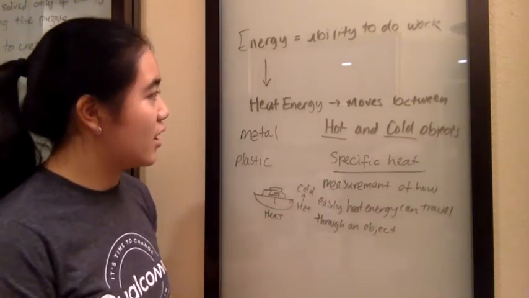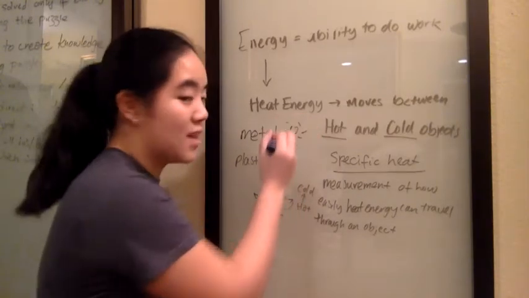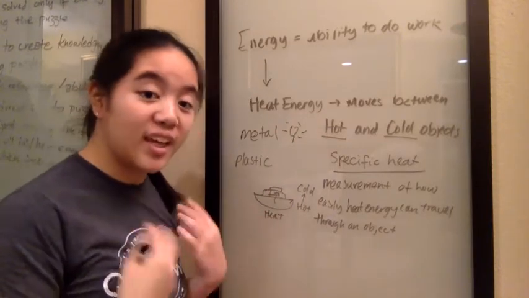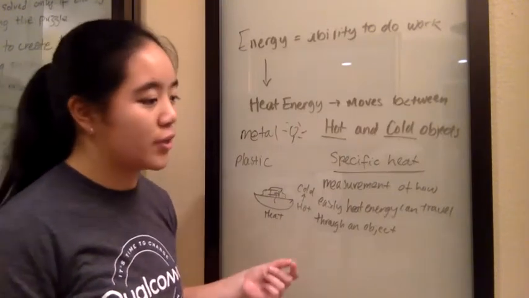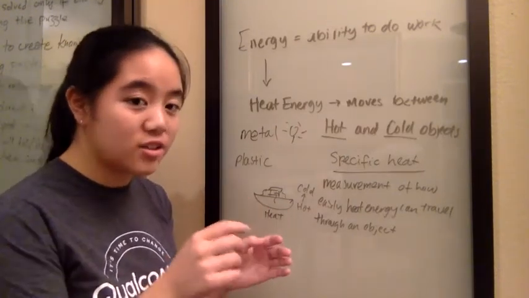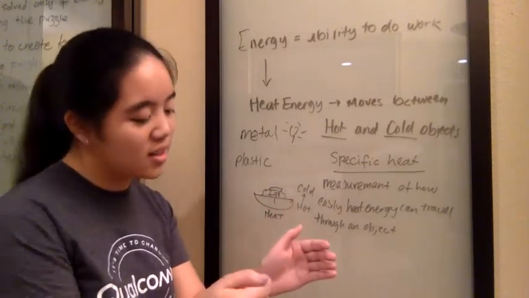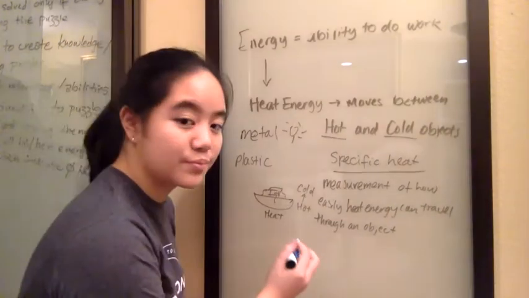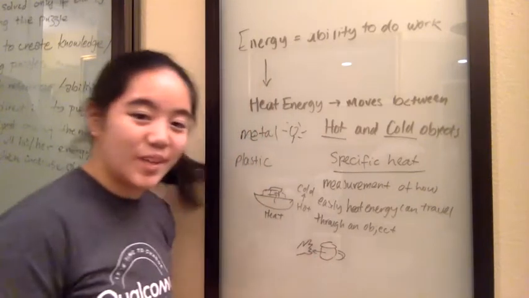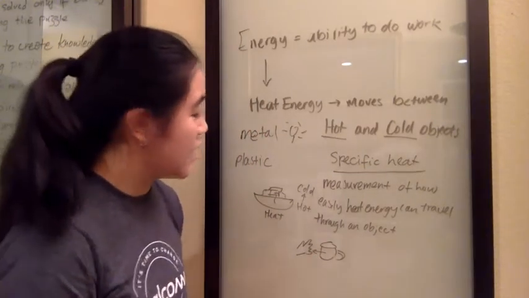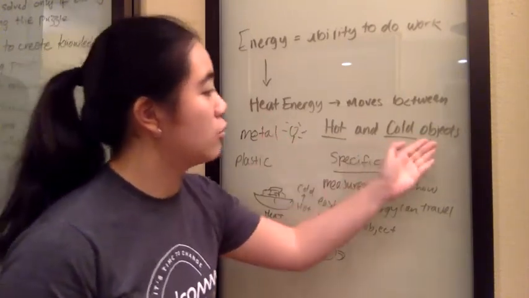And you see that when you go outside, you go to like the sun. The sun gives you heat energy because the sun is a lot hotter than you. Or when you're holding hot chocolate, the hot chocolate is a lot hotter than your hands, right? So when you put your hands in the mug, the heat energy goes from the mug to your hands. Okay? And that's what makes you feel hot. So heat energy travels between hot and cold objects.